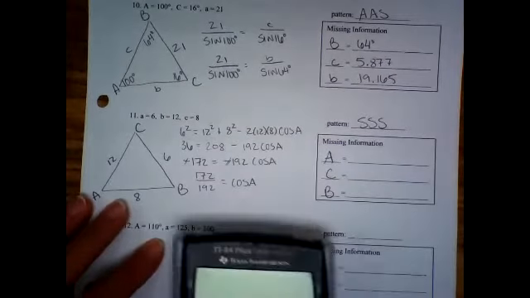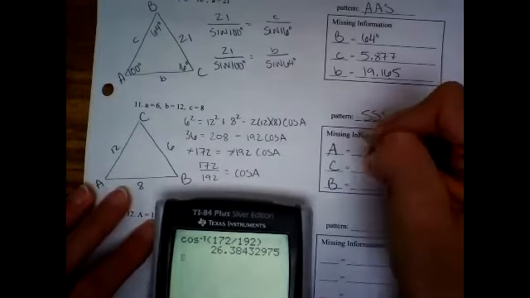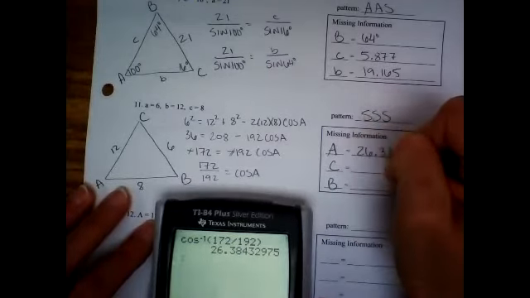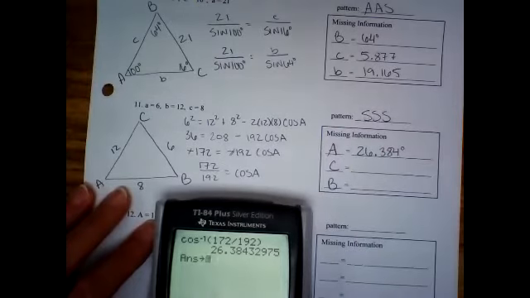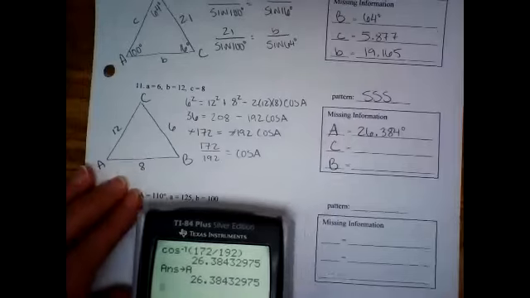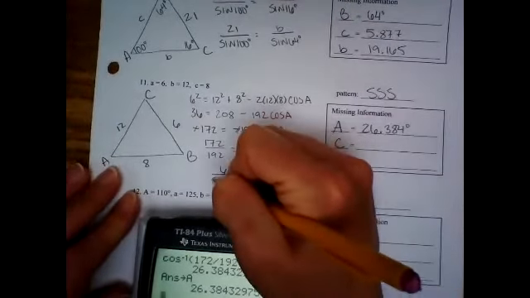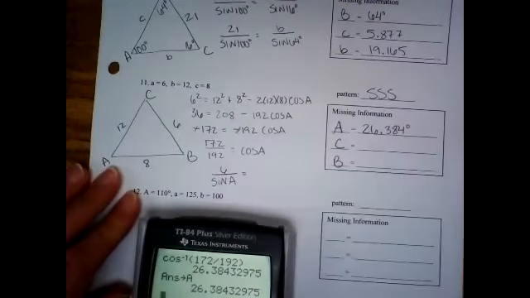And then we have to hit second cosine since we're finding the angle. All right, so angle A is 26.384 degrees. Store that as A. And now we can do law of sines because now we have a side across from an angle. So it's going to be 6 over sine of A. And you want to do law of sines instead of law of cosines because it's a lot less work. We always want to do less work.